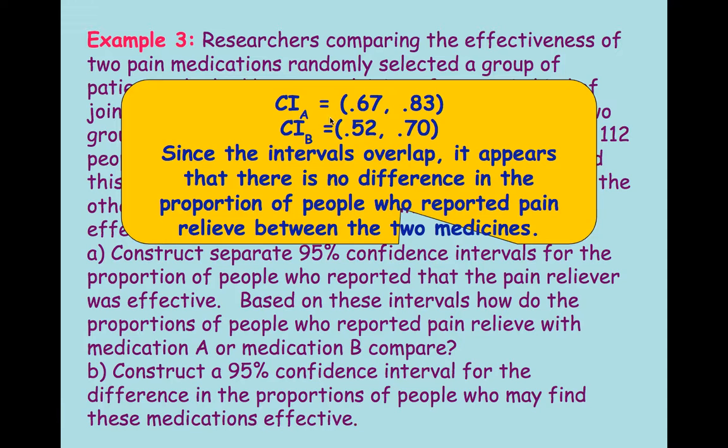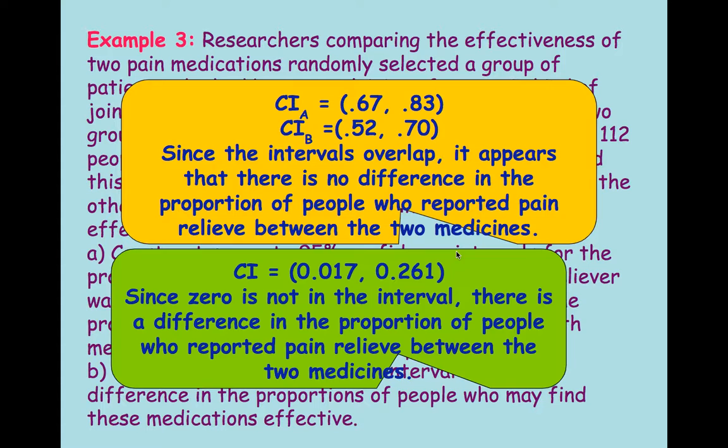Okay, so if I make interval 1, it looks like this. Interval 2 looks like this. Because there is overlap in the intervals, then we would say that there seems to be no difference in the proportion of people who reported the pain relief between the medications because of the overlap. Because there are some that could fall in both, right?